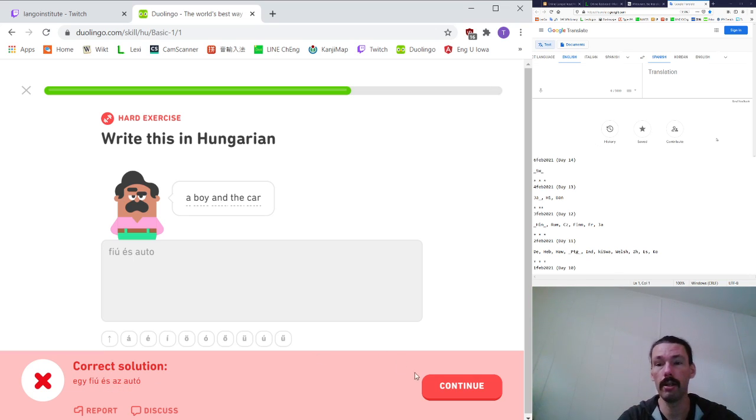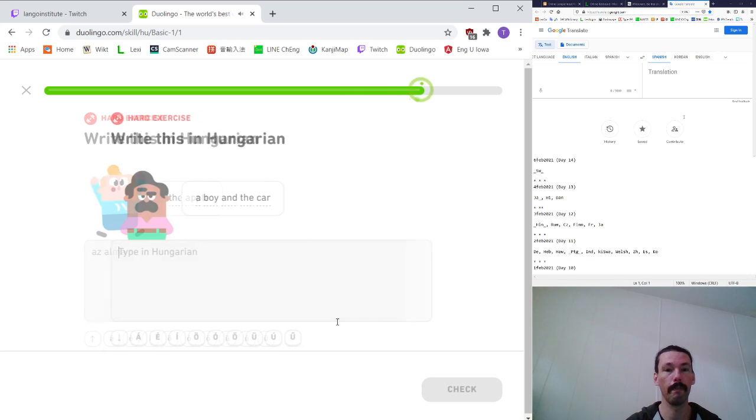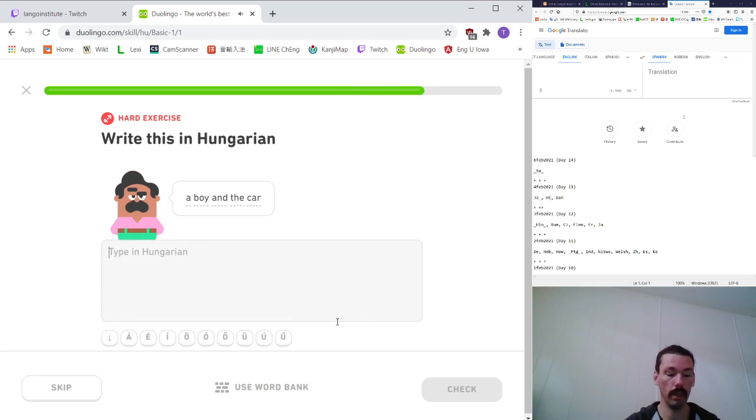So the, A and Z. Az alma, alma. A boy, egy fiú. És fiú. Of course, alphabetically. És, long A. Az autó.